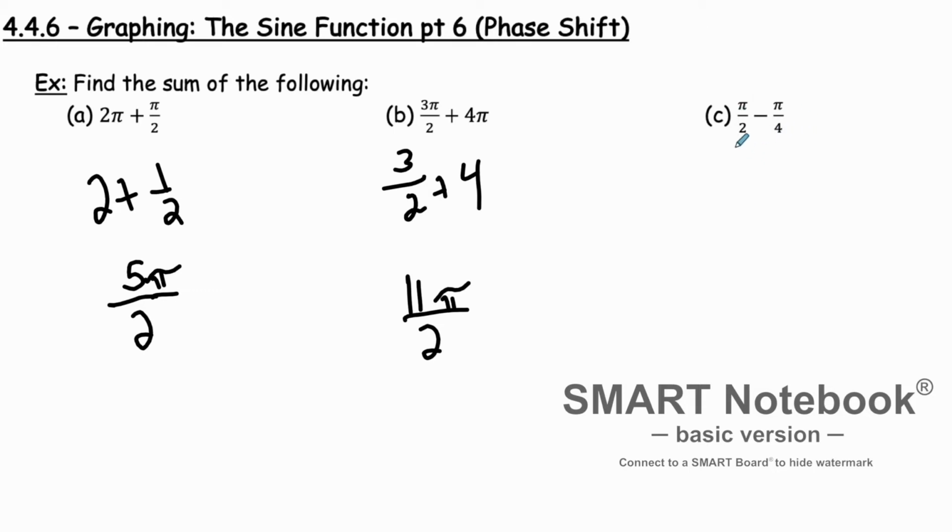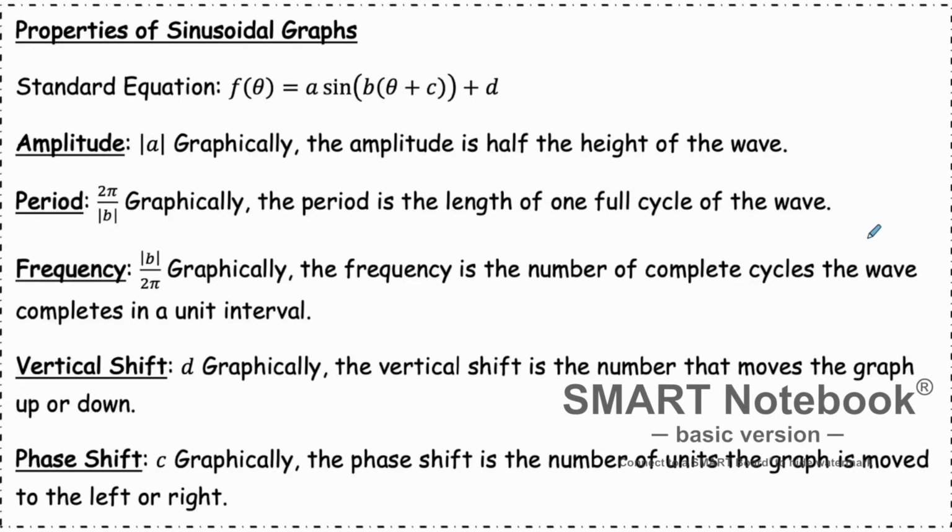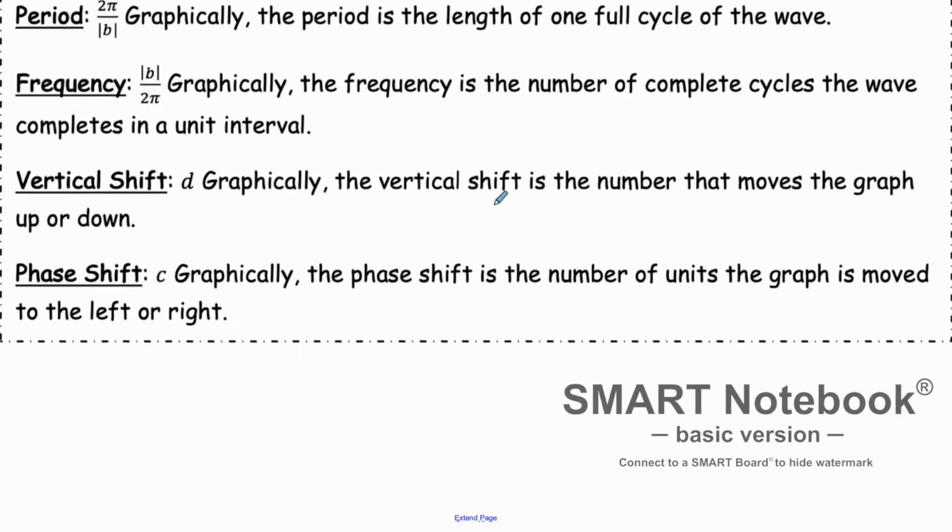Pi over 2 minus pi over 4. Same thing as 1/2 minus 1/4. So 1/2 minus 1/4 will give you 1/4. So pi over 4. All right, now that concept right there is basically what we're doing when we're doing the phase shift. So here we go. And again, this is the horizontal change. It just has a fancy name for the trig functions. It's called the phase shift.